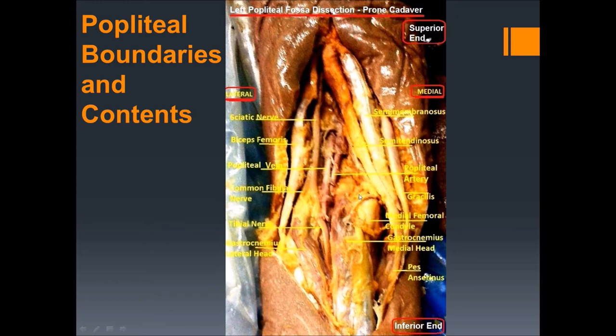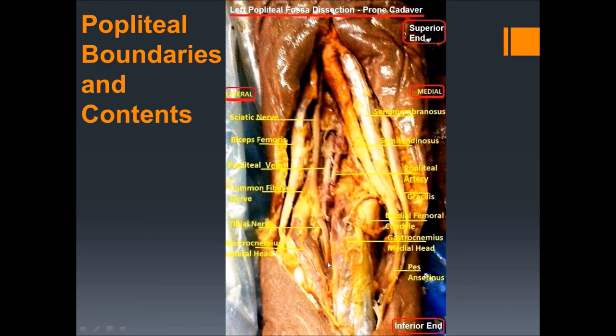What about the roof of the popliteal fossa? The roof of the popliteal fossa is formed by a tough fascia called the popliteal fascia. The popliteal fascia is actually an extension of the fascia of the thigh above, and it continues down into the fascia cruris of the leg below. This is a tough fascia, and that has a clinical significance which I shall mention in the next slide.